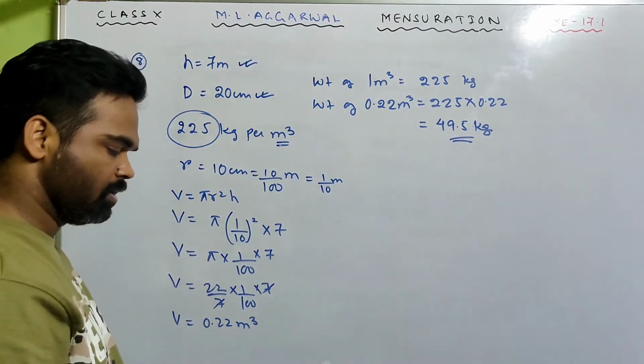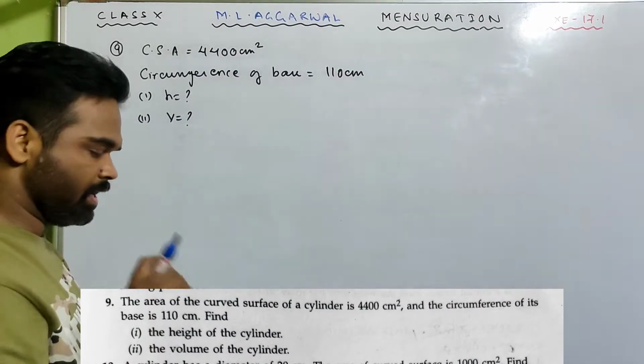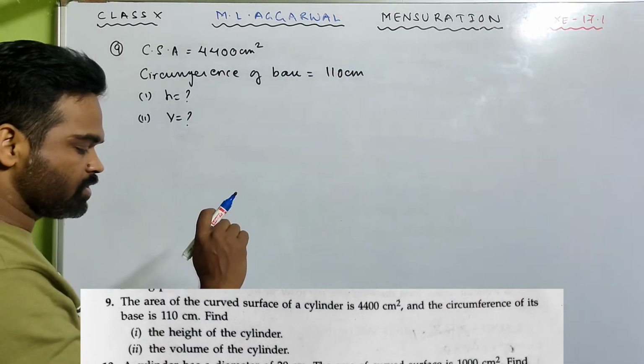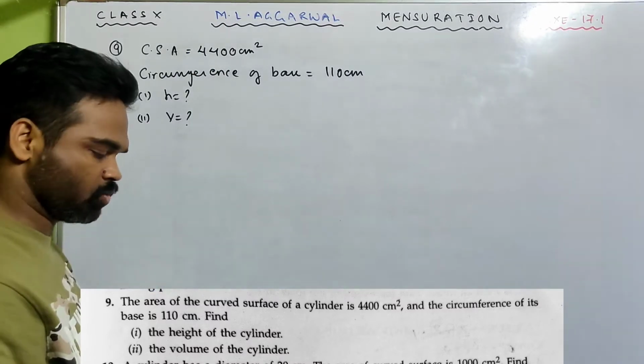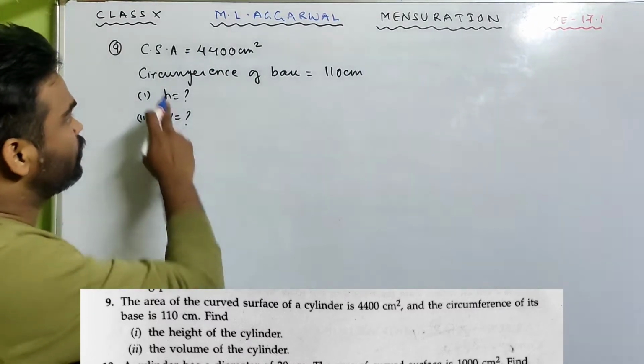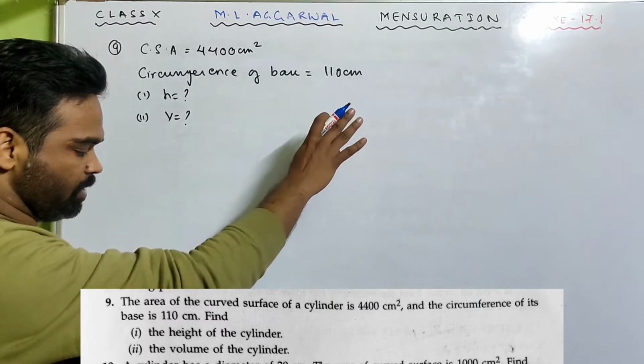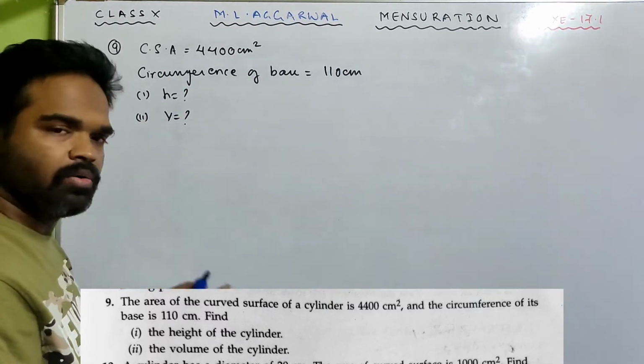Chalo. We'll do number 9 now. Now look at sum number 9. The curved surface area of a cylinder is given as 4400 centimeter square, and the circumference of its base is given as 110 centimeter. Find the height and the volume of the cylinder.